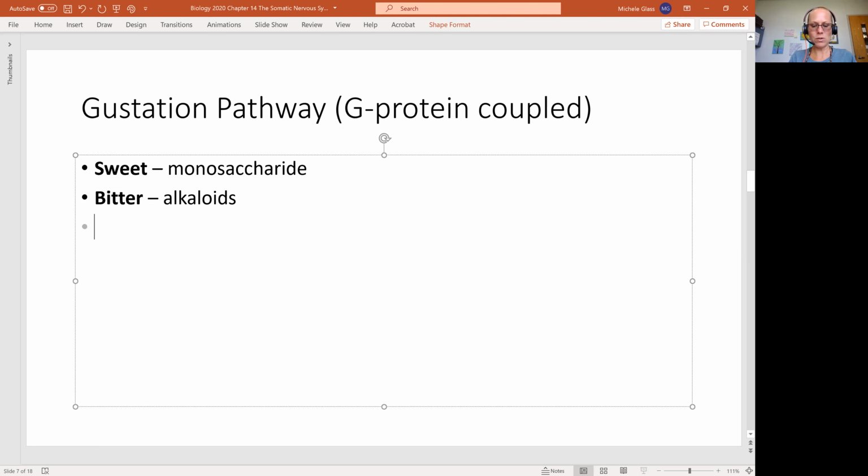And then we mentioned umami as a savory flavor. And so this is coming from an amino acid called L-glutamate. And so umami flavors are often found in meats, but you can also have things like tomatoes and eggplants that have a lot of umami. Some cheeses like mozzarella has a lot of umami. And these sensations are all G protein coupled pathways.